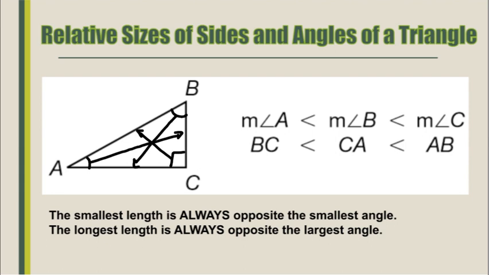So opposite would be the middle length. So if you look at here, angle A is smaller. So angle A is less than angle B, which is less than angle C. And BC is less than AC or CA, which is less than AB.